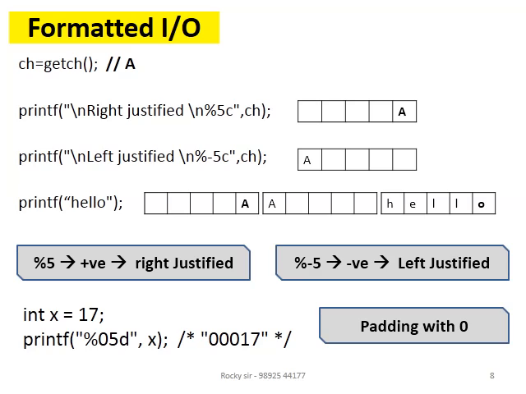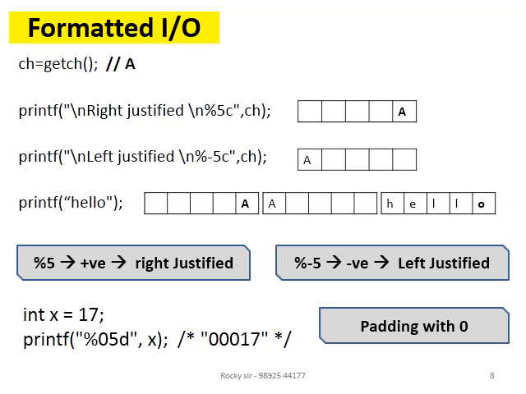Now if I want to pad zeros with the space left on the left hand side, I can do that by writing %05d. 5 indicates space of 5, d indicates that we're trying to print a number, and 0 indicates that we are appending or adding zeros to the left.